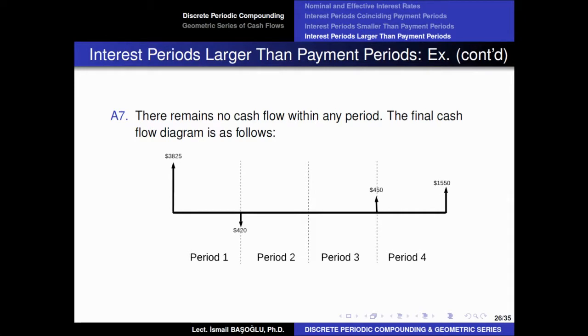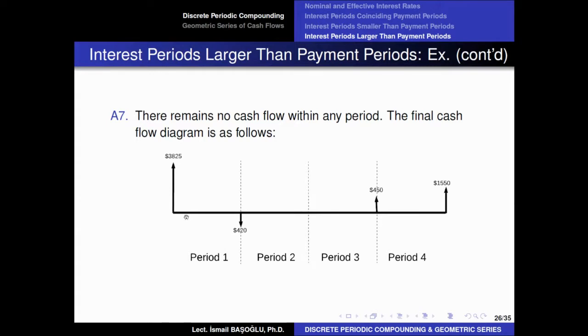Now all intermediate cash flows are gone. We just have cash flows, either in withdrawal form or deposit form, in the beginning of each period. Now the question is this: how much money will accumulate in this account in the end of period 4? So how are we going to handle this?